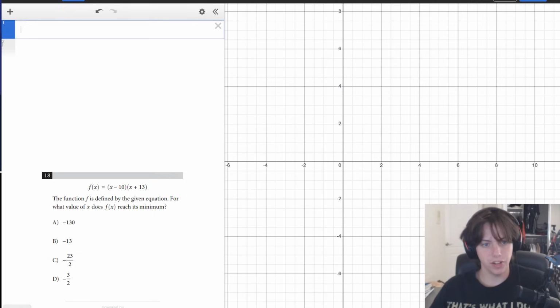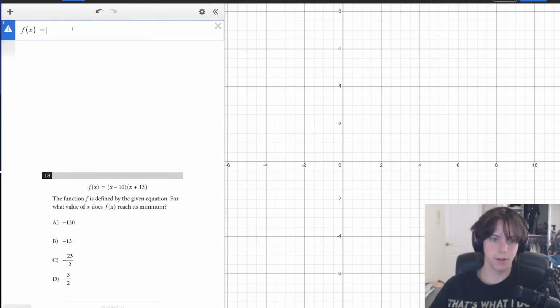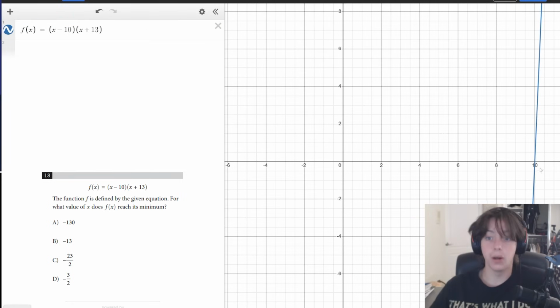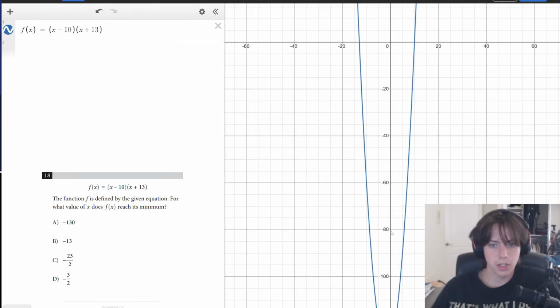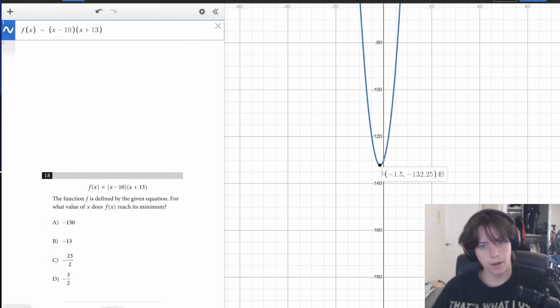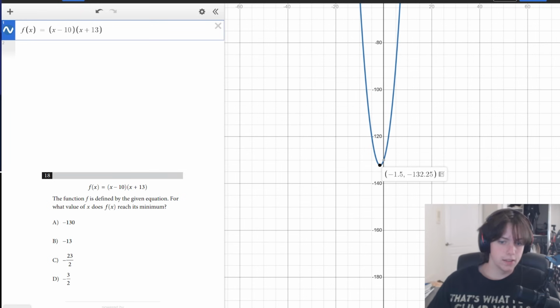Question number 18, the function f is defined by the given equation. For what value of x does f of x reach its minimum? For questions like these, before you would really have to understand the quadratic formula or vertex points of minima, and you'd have to memorize some stuff. But here you just plot it and look at our bottom value. It's negative 1.5. So our answer is D. That's the only one that works.